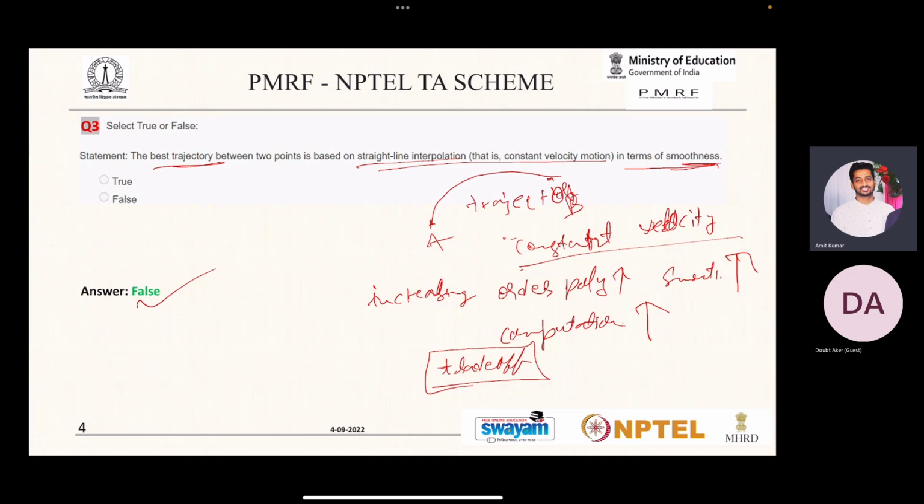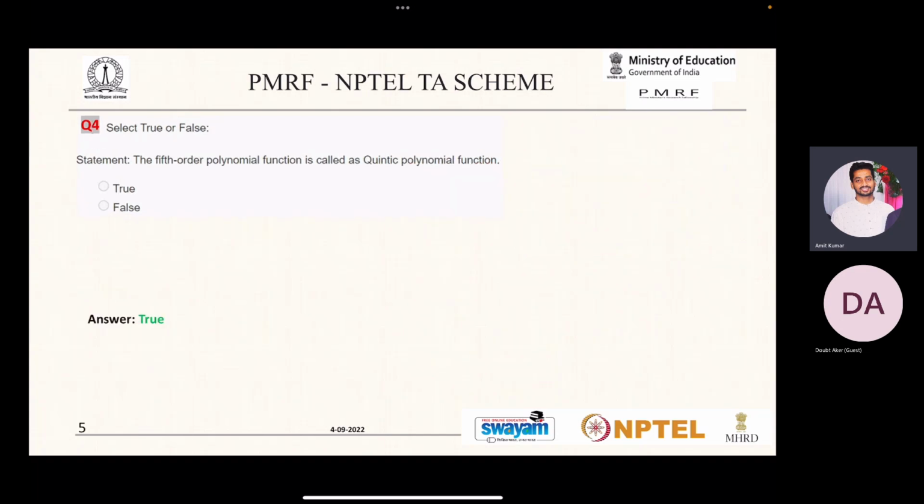Now with that, let us move to the next question. The next question is again true false: the fifth order polynomial function is called a quintic polynomial. This is just general knowledge; when you have gone through the lecture, you know that the fifth order is known as quintic. So there's nothing more to look into here. The correct answer is true itself. The third is what? Cubic. So third order is cubic.